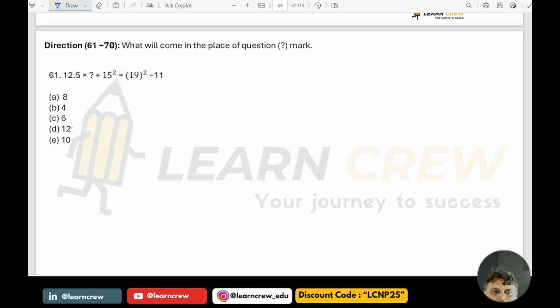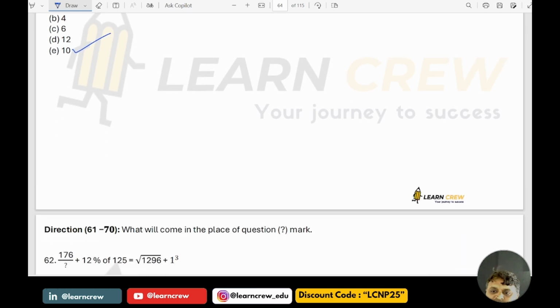12.5 into how much? 19 square minus 15 square. So 19 plus 5, 34. 34 into 4. 34 into 4 is how much? Yeah, answer is 10. Answer is 10. 61. 125 by 12.5.